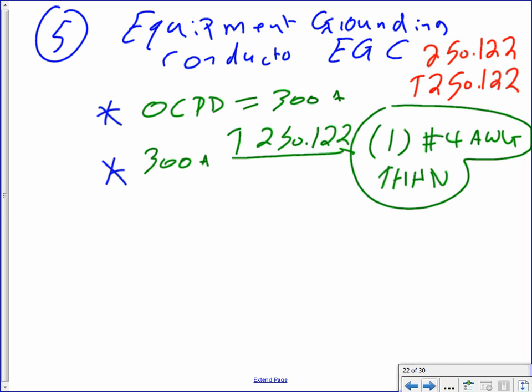Do I need the equipment grounding conductor if I'm running EMT conduit or rigid? Do I need it? No. Do I need it if I'm running PVC? Yes.